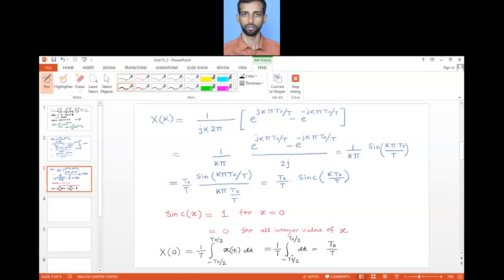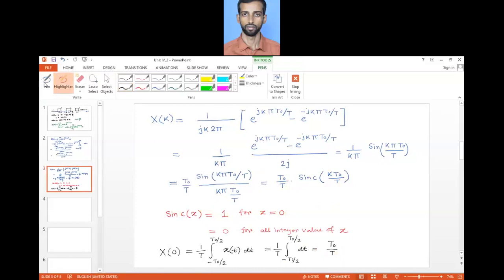And that gets satisfied over there. So x of k, if you just take a look at this particular expression, there you find x of k is equal to t naught by t sinc k t naught by t. So when k tending towards 0, if I apply L'Hospital's rule, when x tending towards 0, the sinc function will give us 1. So ultimately, the value becomes t naught by t.